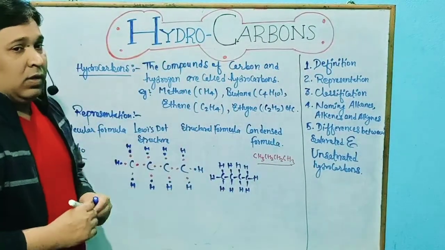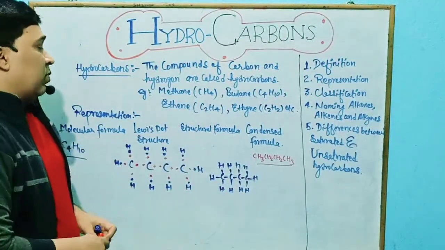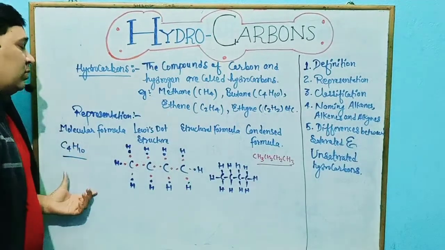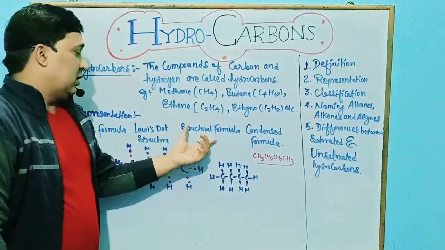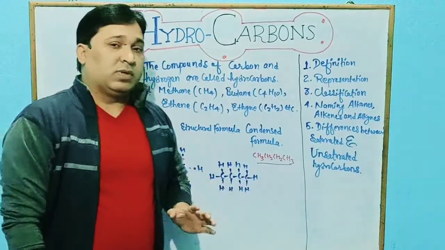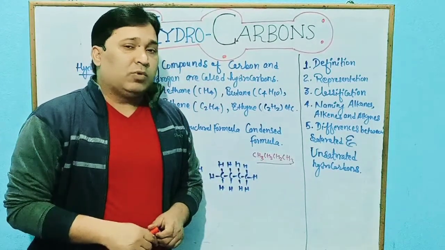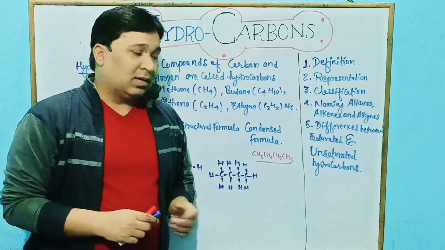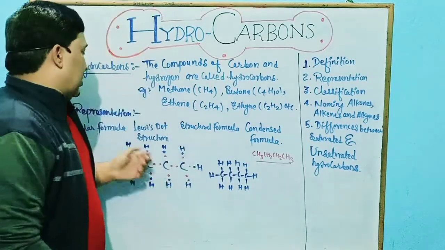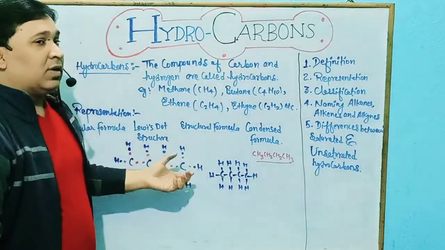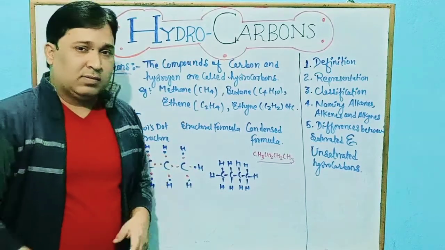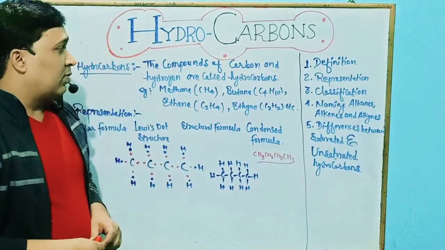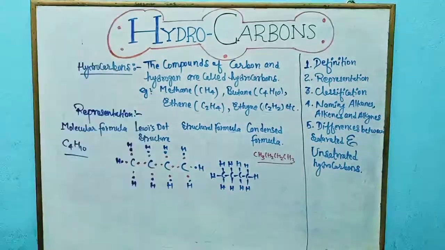So we represent hydrocarbons by molecular formula, Lewis dot structure, structural formula, and condensed formula. In higher classes, you will come to know about some more representations, right? But as far as the CBSE syllabus is concerned, knowledge about these kinds of formula representation is enough. Now we will discuss the classification of hydrocarbons.